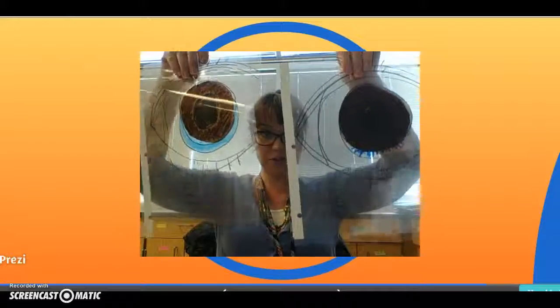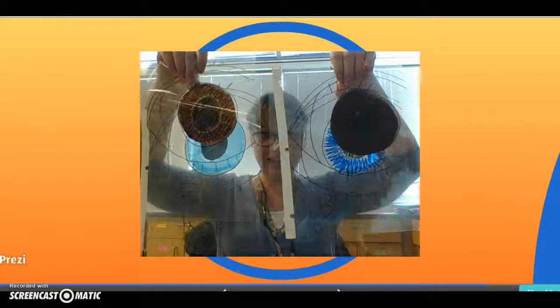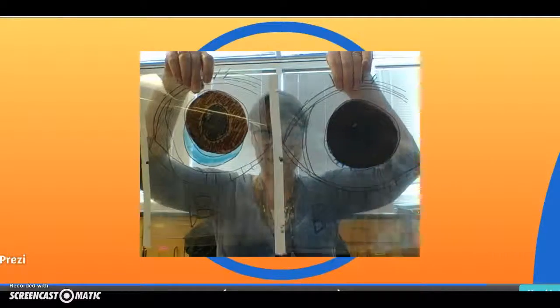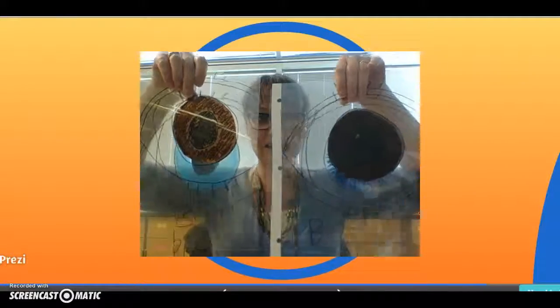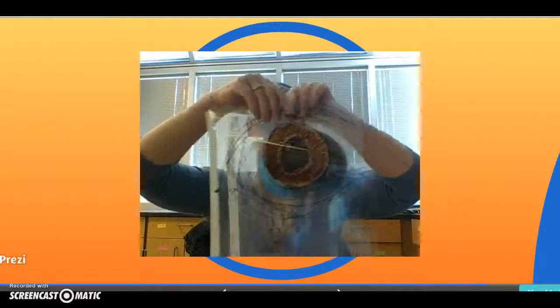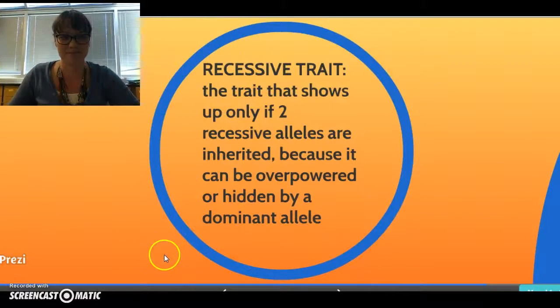You can have two brown-eyed parents with a hidden blue-eyed gene, and guess what? Two brown-eyed parents can have a blue-eyed child because those hidden genes are in there. This is how I ended up with a redheaded child. So I have brown hair, my husband has brown hair, we have a child, Lucy, that has red hair.